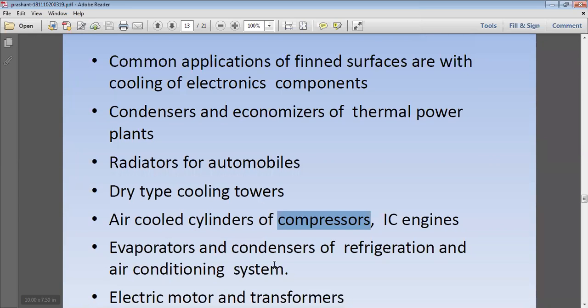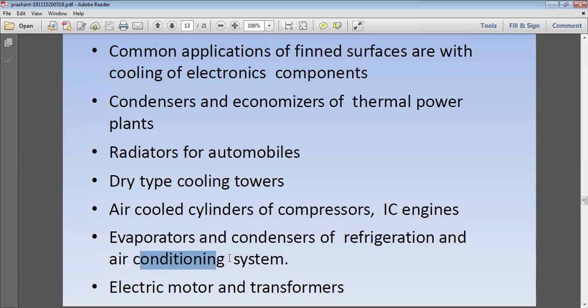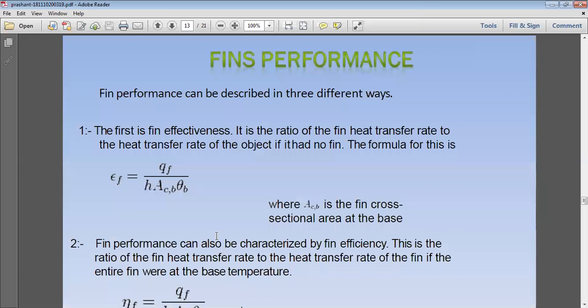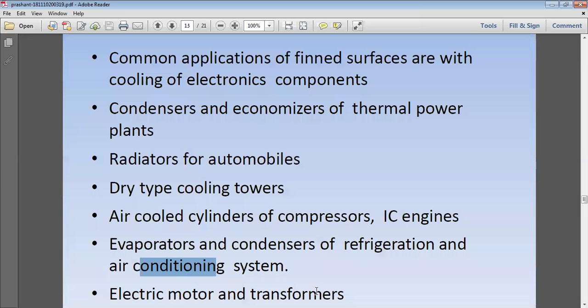So next one is evaporator and condenser in the refrigerator. Just now I said in refrigeration, in the evaporator and condensing system, we have the fins at the back end of the condenser. So next, electric motor and transformers.